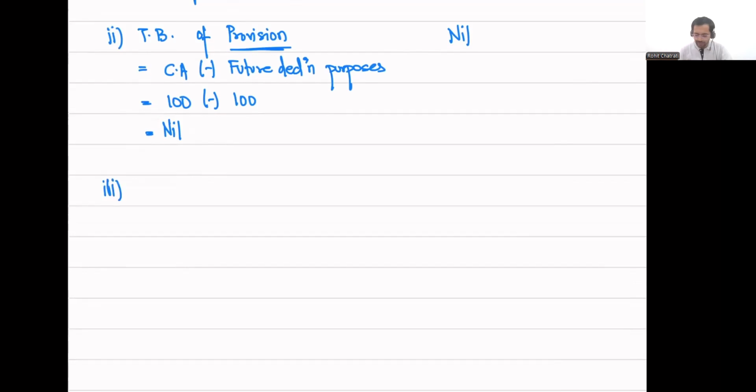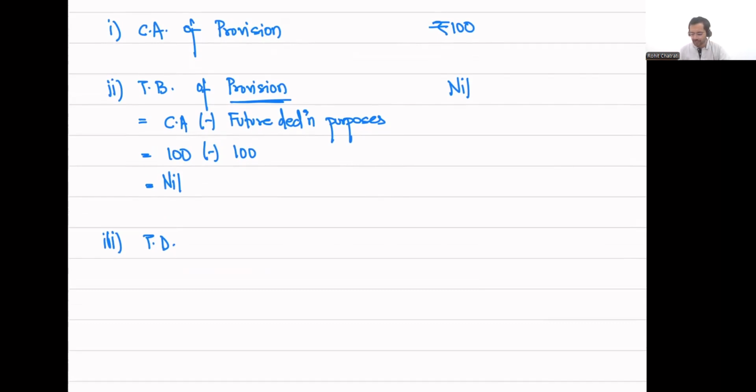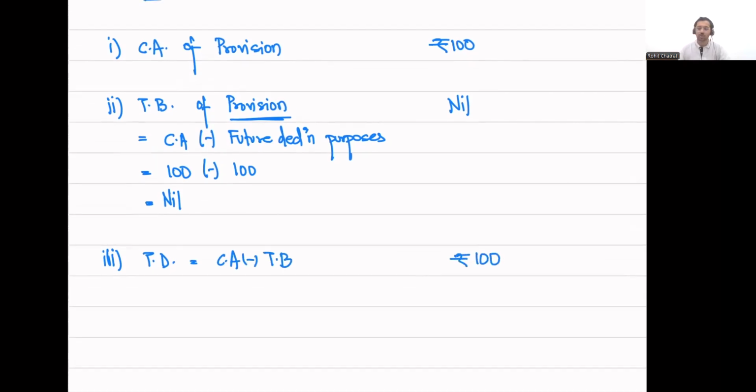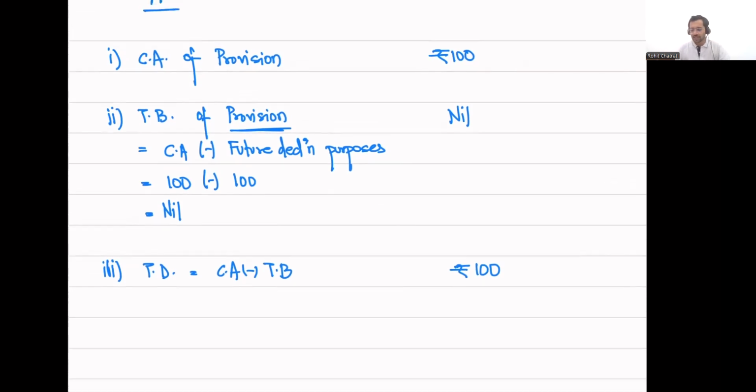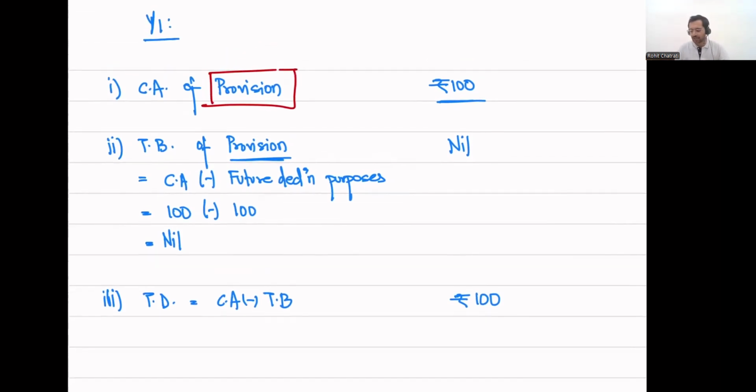Therefore, step number 3 will be calculating the temporary difference. What is the temporary difference? Temporary difference will be equal to carrying amount minus the tax base, which is going to be equal to rupees 100 again. Now, how do we interpret this? In case of a liability, the interpretation is going to be based on the liability interpretation, because provision for gratuity is a liability account. This 100 rupees represents the amount of outflow that I will have in future.